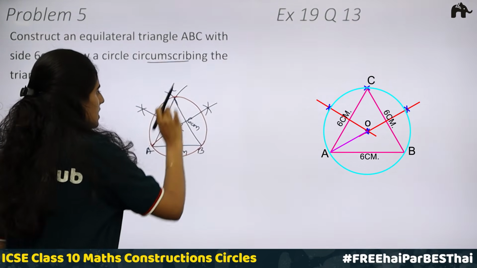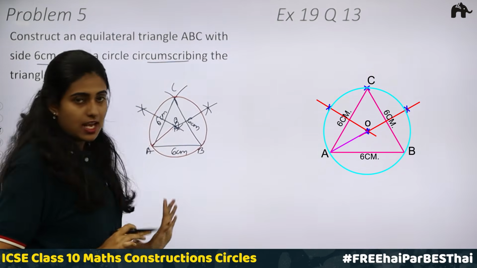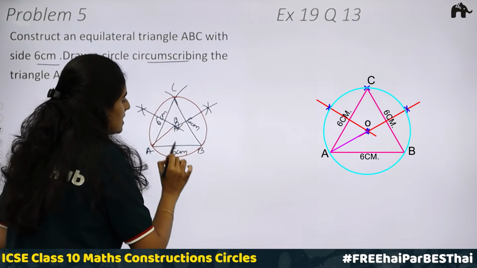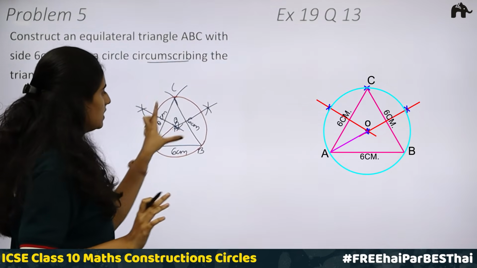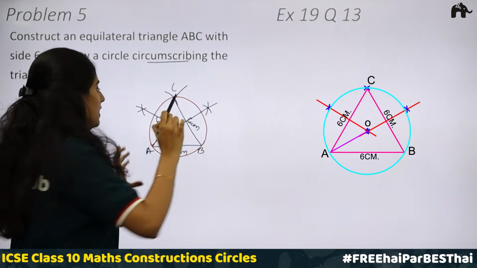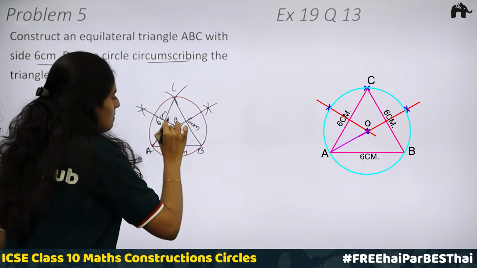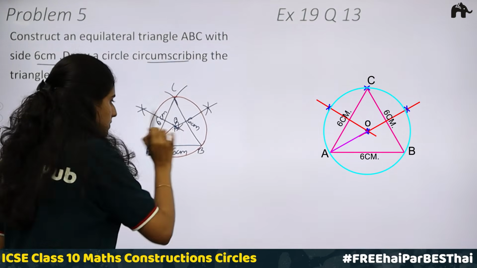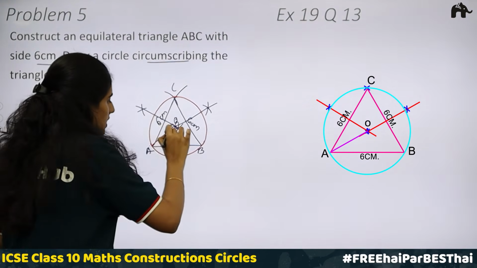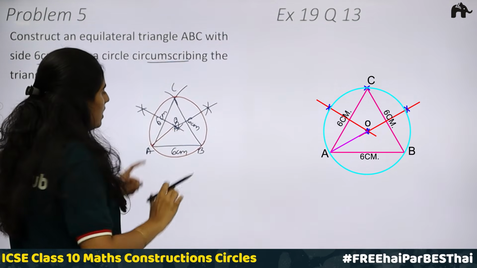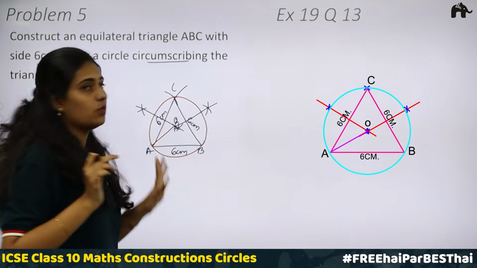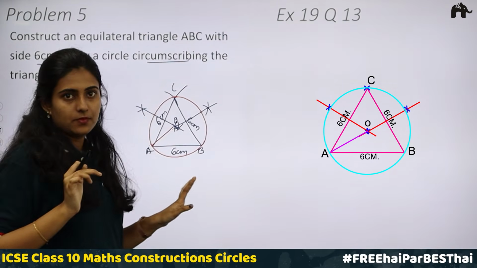Clear? We have first constructed the equilateral triangle of length 6 centimeter, after which we are drawing the perpendicular bisectors for any two sides. Then the perpendicular bisectors meet at a point which is the circumcenter, and from this center we are taking the radius OA and drawing a circle which is the required circumscribed circle.